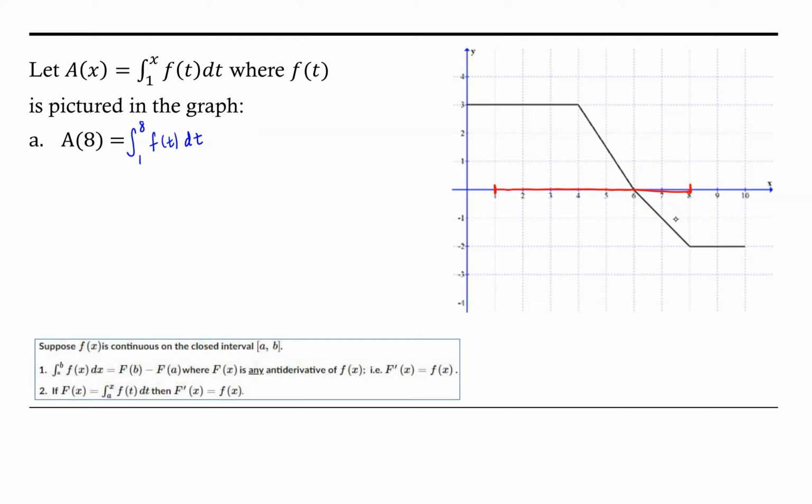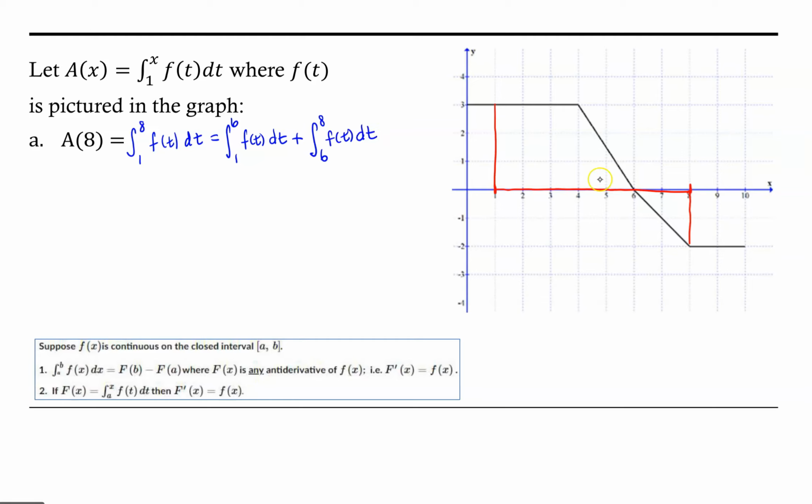So it seems natural to break up that integral from 1 to 8 into two separate integrals, one on which the function is positive, so that would be the integral from 1 to 6 of f of t dt, and the second being where the integrand is negative, and that would be from 6 to 8 of f of t dt.